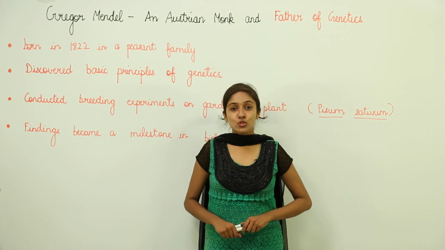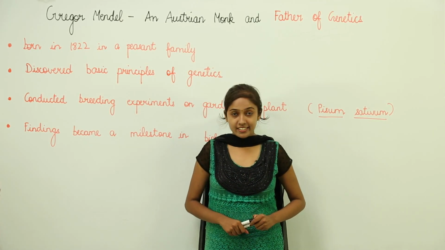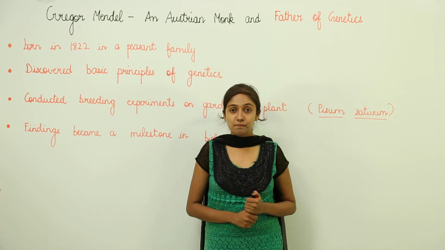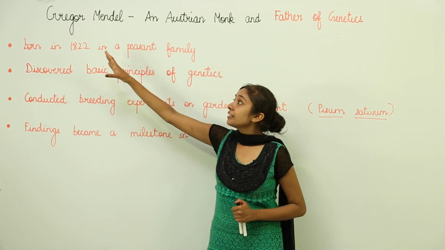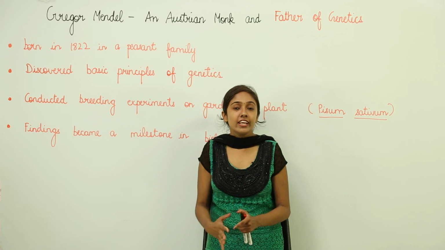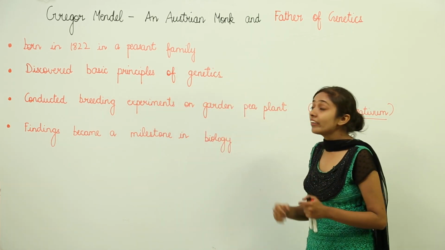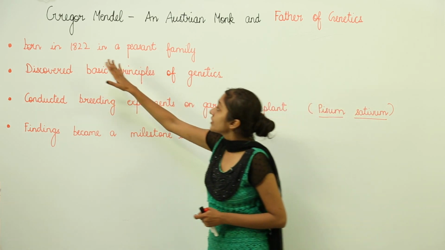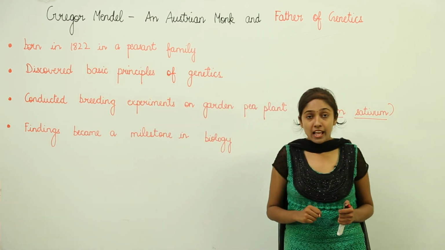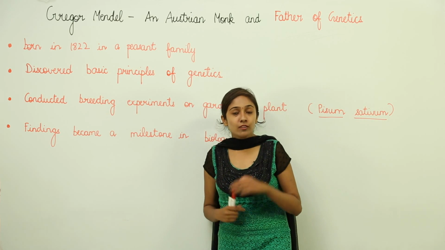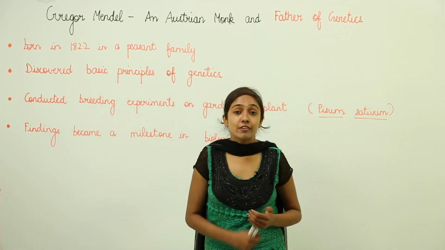Let me introduce you all to the father of genetics, who was actually an Austrian monk. His name was Gregor Mendel, or I should say Gregor John Mendel. He was an Austrian monk who was born in 1822 in a peasant family. He studied in a monastery. Then he wanted to become a teacher, but luck didn't favor him.